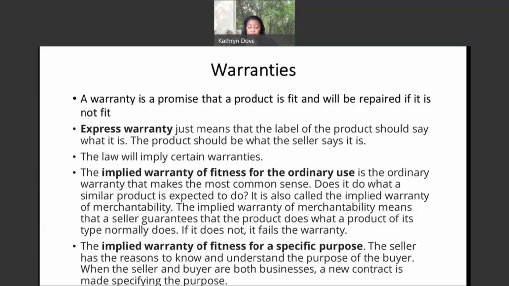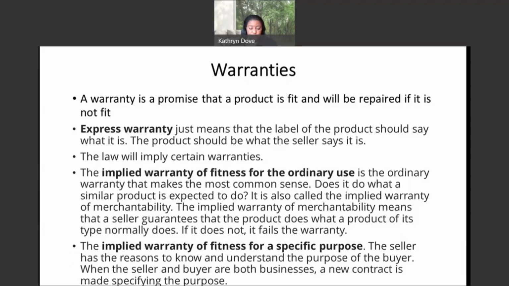Express warranties may be stated to you when you purchase a car. They may be told to you in a store that this product is great. This car is going to last you for 5 years without breaking down, and it goes from 0 to 60 in 5 seconds.